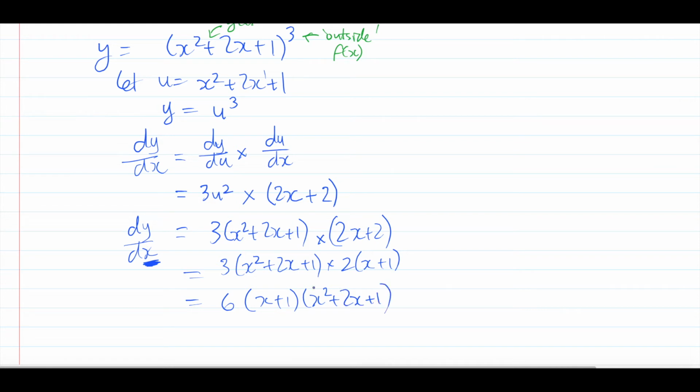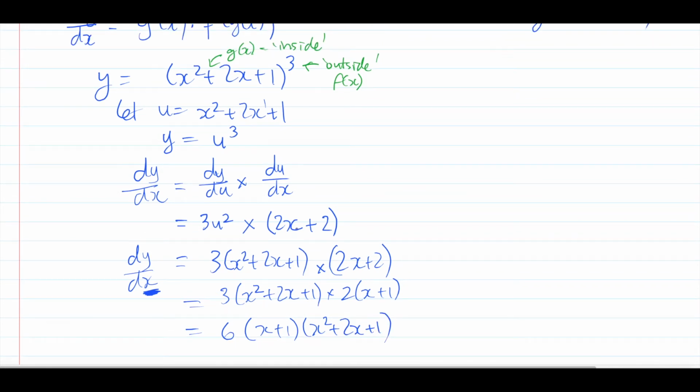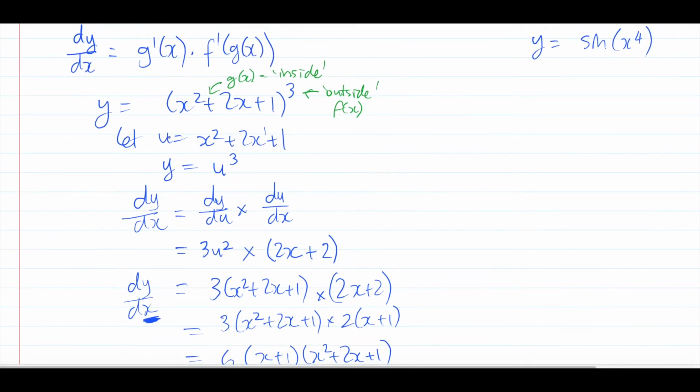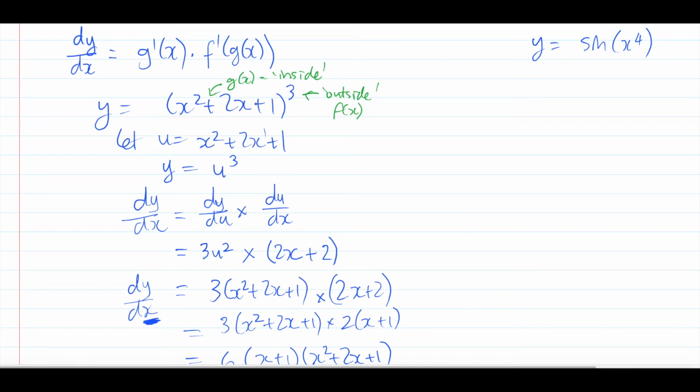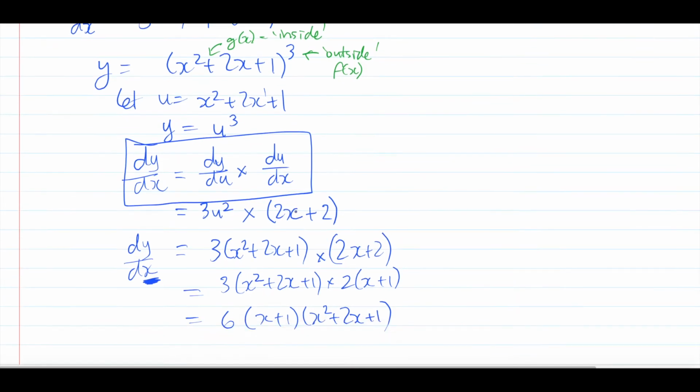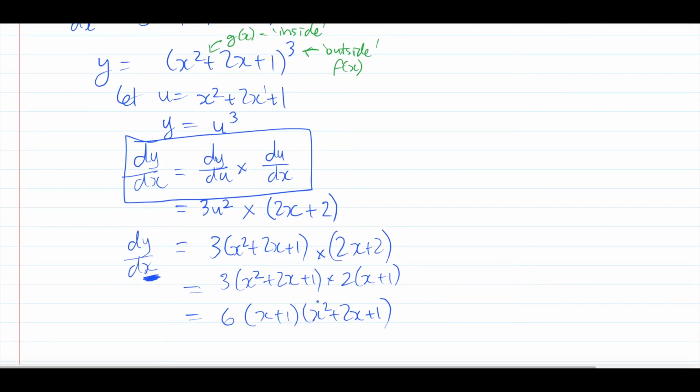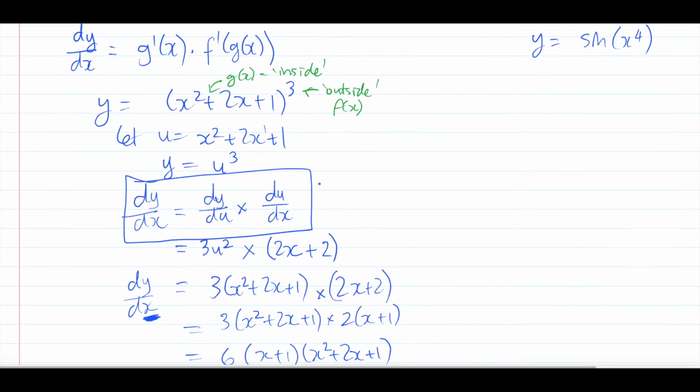So guys, that's how you apply the chain rule using the traditional way. You let u equal whatever function is on the inside, and then you let y be an equation in terms of u. Use this formula right here, the important one, and you'll end up with the result. Make sure it's in terms of x. So that's the chain rule using the traditional way.